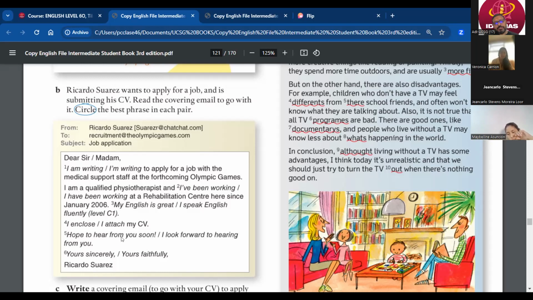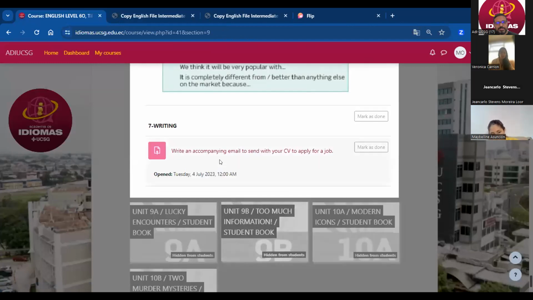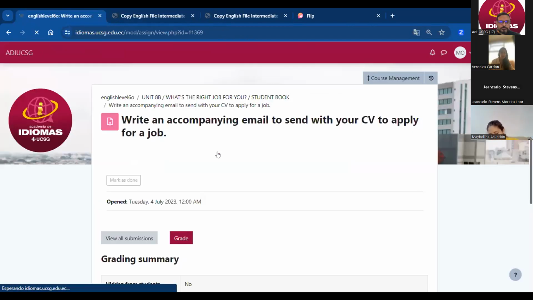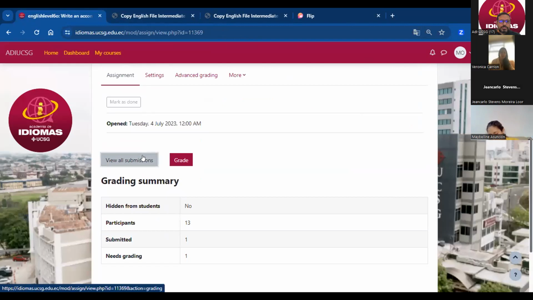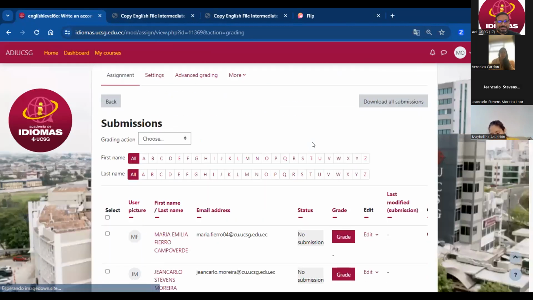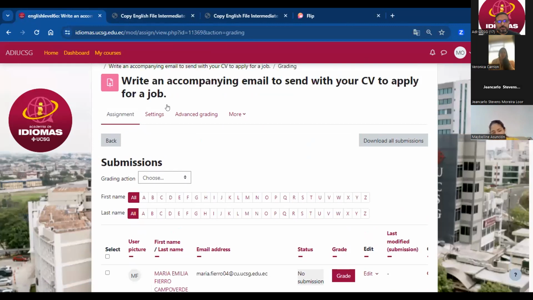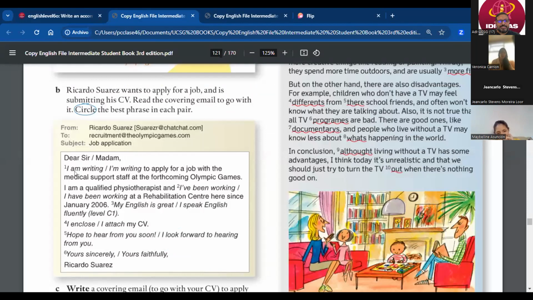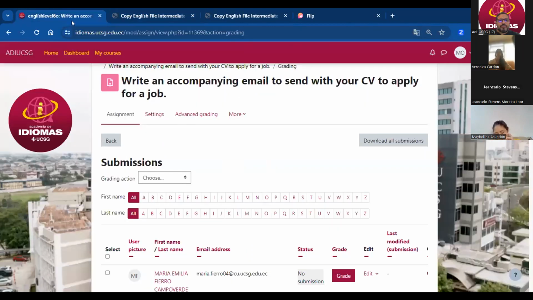So you're going to write something similar to this one. Let me see on the platform. Obviously the activity is open for you. So this is the one we're going to work on. Write an accompanying email to send with your CV is based on this idea. So now you have to decide, you have to be specific about what kind of job you're applying to. That's what they refer to. Okay, questions about the activity?